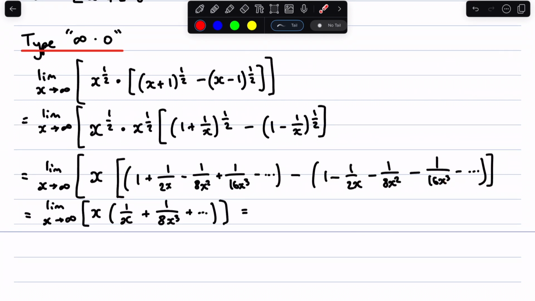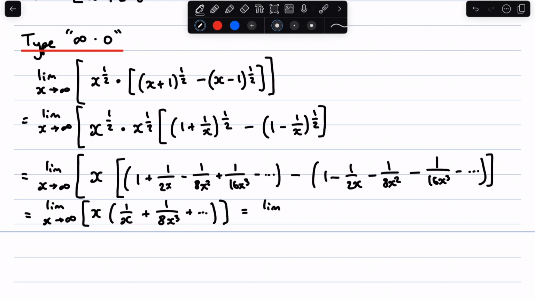And then when we sum these two brackets together, we'll have our x on the outside as it was here, and then these 1's will cancel, the 1 over 2x will add to the 1 over 2x, and we'll get 1 over x, and then these 1 over 8x squareds will cancel, and then the 16x cubes will sum together, and so now you're caught up.